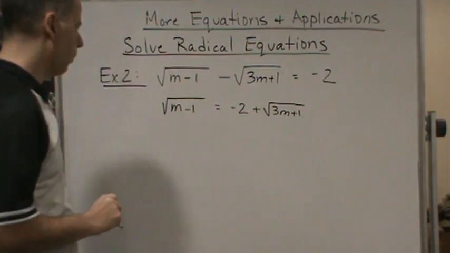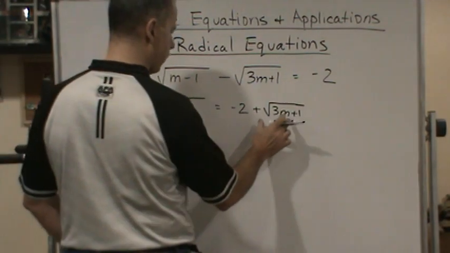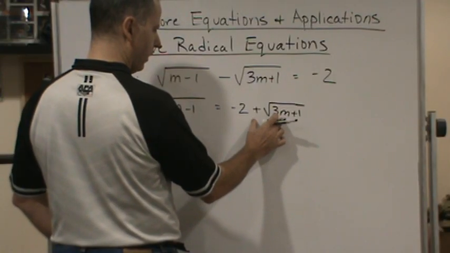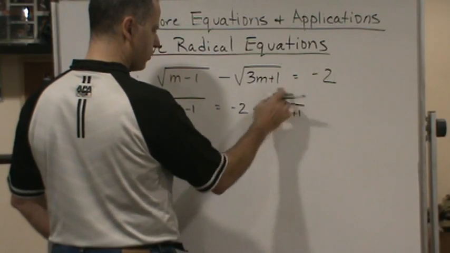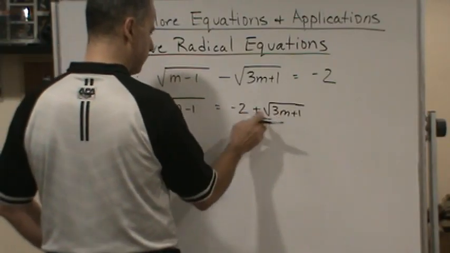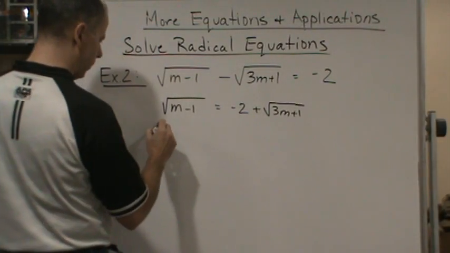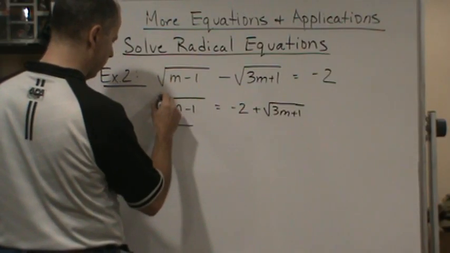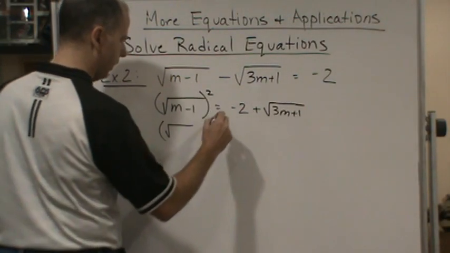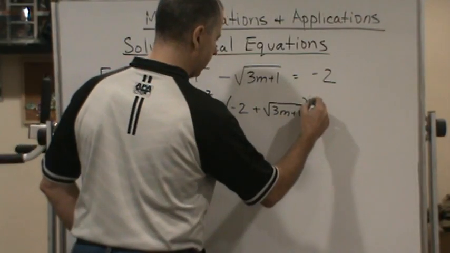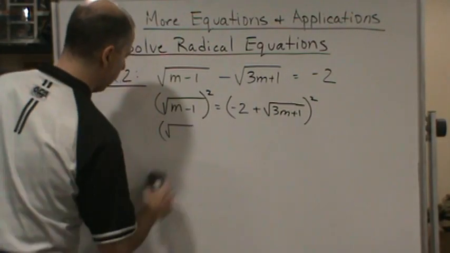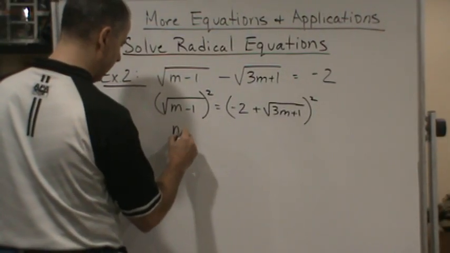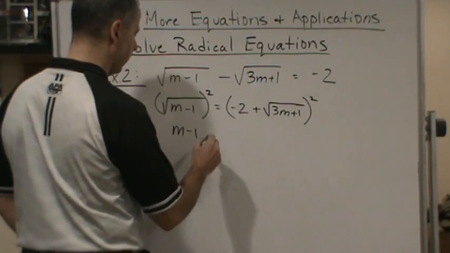Okay. Now we're going to square both sides. Now when we square this side, just be careful. We're going to use the distributive method or the FOIL method to expand this out. So just make sure you keep track of what you're doing over here. So if we square both sides, we'll square this side, and then we're going to square this entire thing over here. So now over on this side, we're just going to get m minus 1.